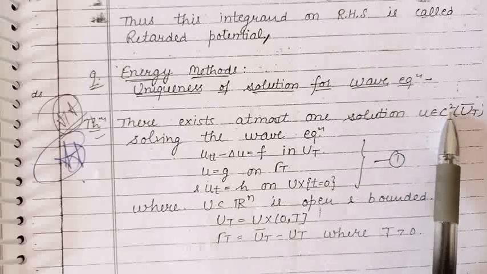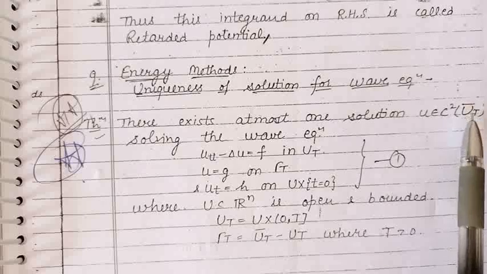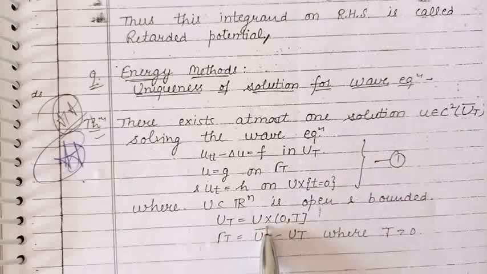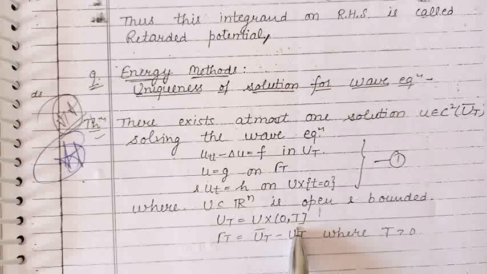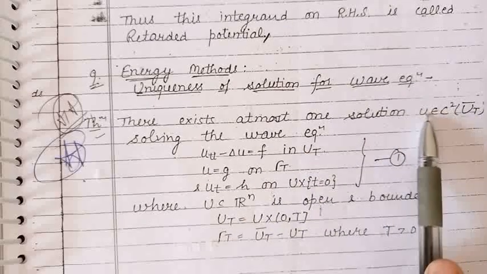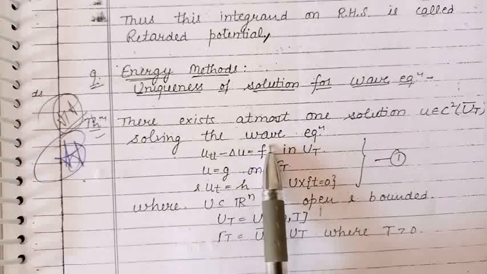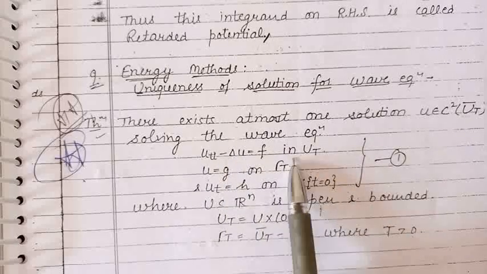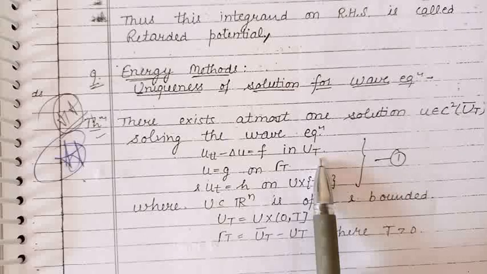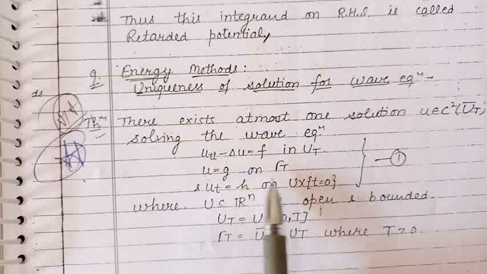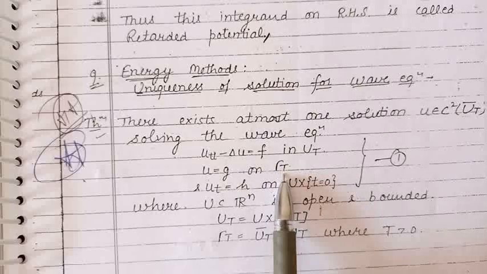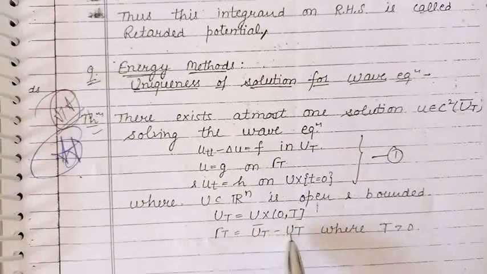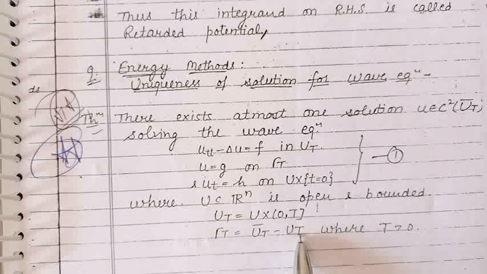which is twice continuously differentiable on the closure of U_T. This U_T is the parabolic cylinder defined by U cross the semi-open interval 0 to T. This function u solves the wave equation ∂²u/∂t² minus Laplacian of u is equal to f in U_T, with the initial condition that the value of u is g on Γ_T. This Γ_T is the parabolic boundary of U_T. It is defined by the closure of U_T minus U_T. This T is in the base.